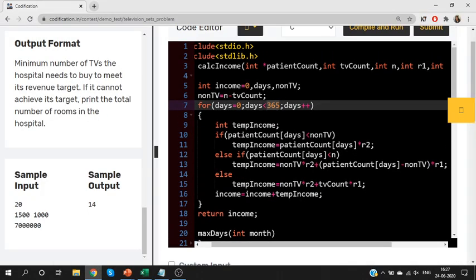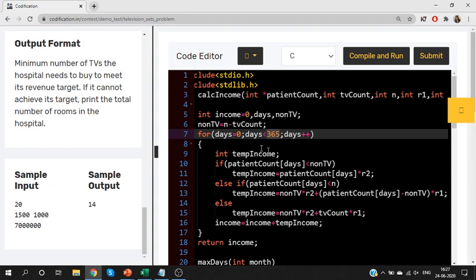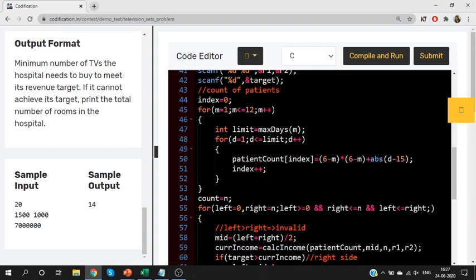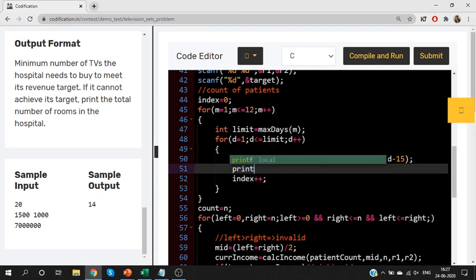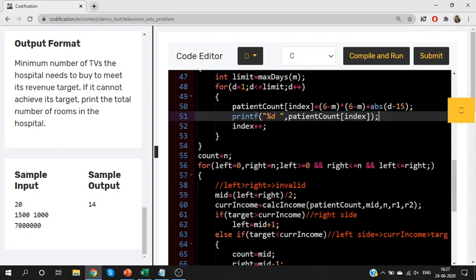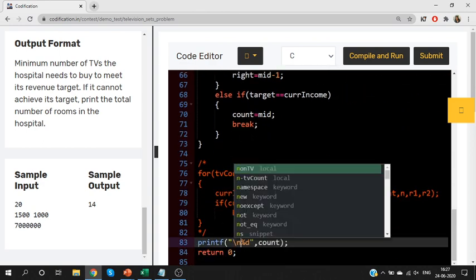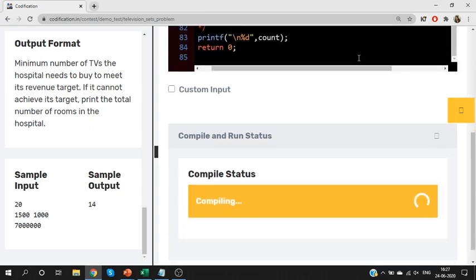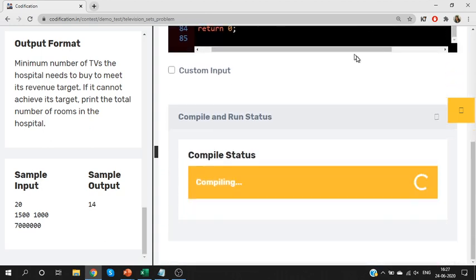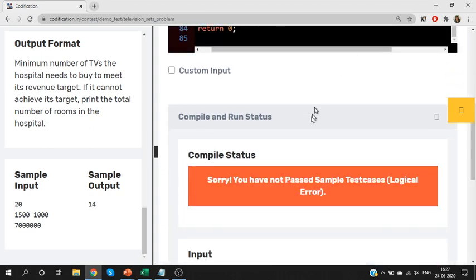What I am going to do is print the patient count. When we calculate it, parallelly I'm going to print the patient count so that you can verify it. So what is the patient count for all these days? Let us see that final count in a new line. Okay. Take a look at the output now. The test case will not pass, but just look at the values which we will have here.